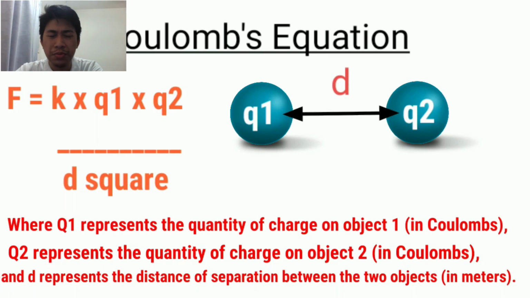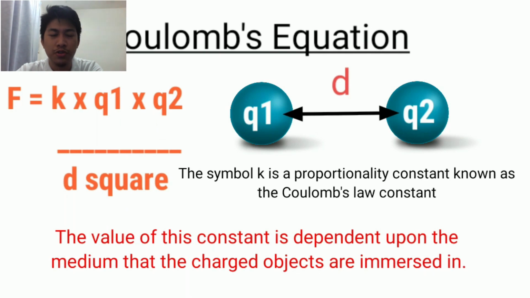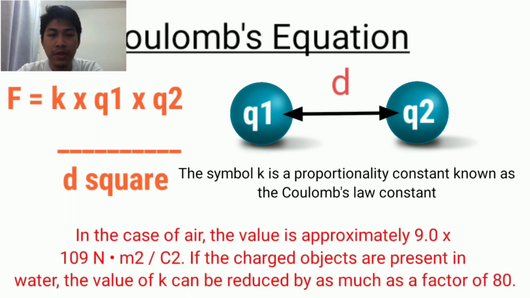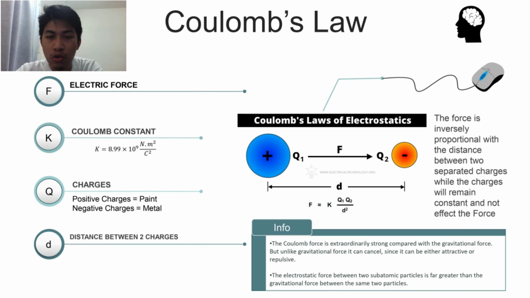From the formula of Coulomb's law, two opposite charges will attract each other. Because the metal and paint have opposite charges, the charges get attracted and combine with each other. Also, Coulomb's law states that the force is inversely proportional to the distance between two separated charges, while the charge remains constant and does not affect the force. So when the distance between two charges becomes closer, the electric force will increase, making the attraction of the charge more effective and faster.